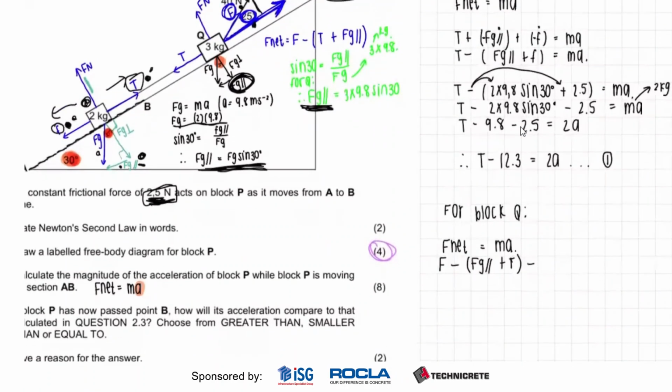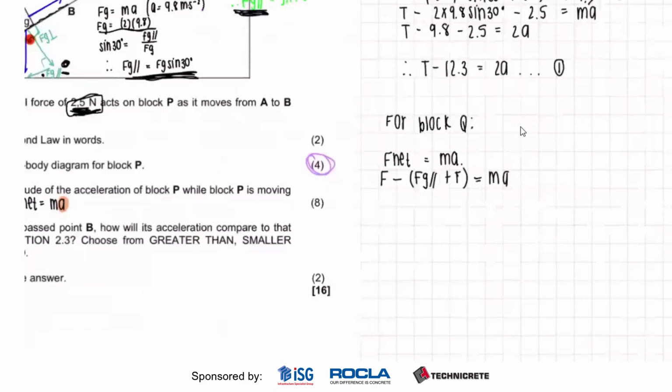Okay, that is equal to MA, because the tension is working down the slope for this one. It's pulling this block down the slope. Okay, now we can fill this in.